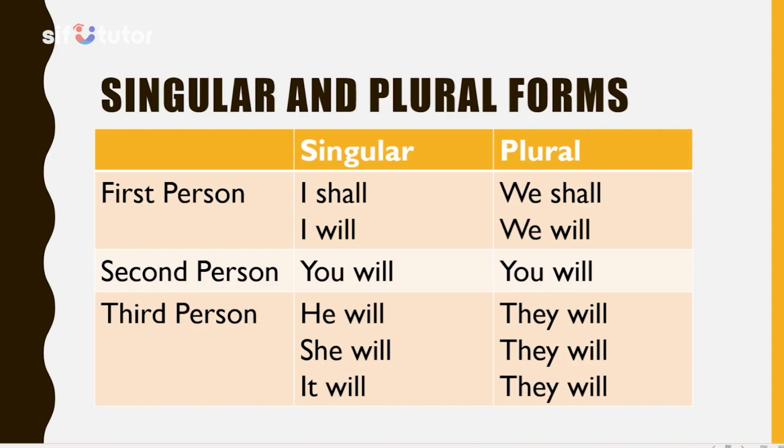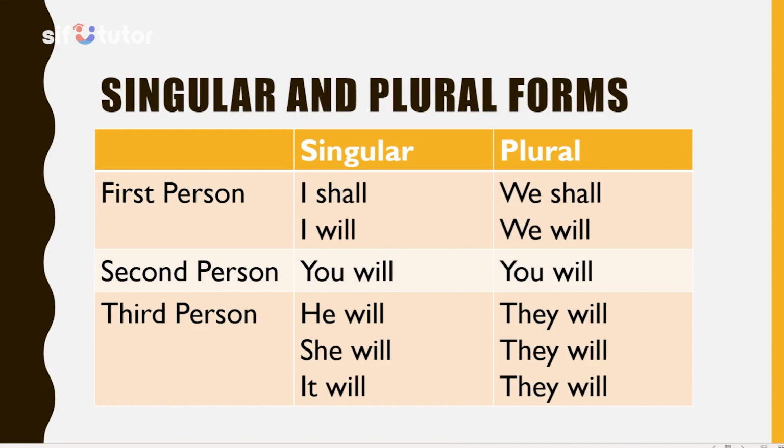So if you're using first person singular, you will use I will or I shall. Both will and shall are applicable to first person singular. The same thing goes for first person plural. We can use both we will and we shall. But for second person, you are only able to use you will, both for singular and plural.